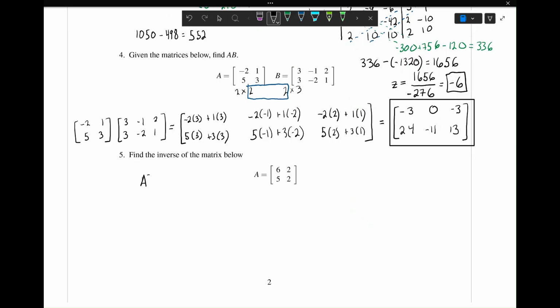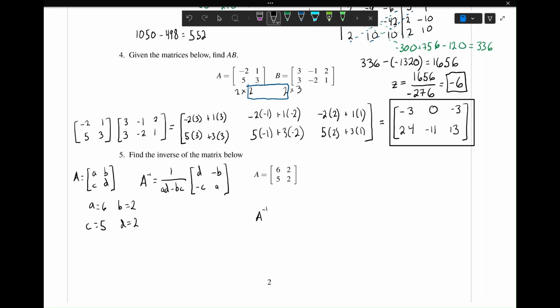The trick is that A inverse is 1 over AD minus BC times D, negative B, negative C, A. So remember, this is assuming that we name our numbers in our original matrix A, B, C, D. So in this case, my A is 6, my B is 2, my C is 5, and my D is 2.